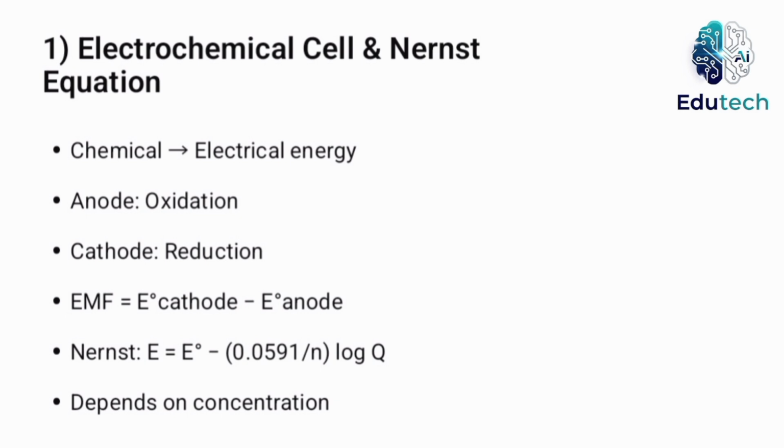E is equal to E0 minus 0.0591 divided by n log products divided by reactants, where n is the number of electrons transferred. The Nernst equation shows that electrode potential depends upon concentration of reactants and products. It is widely used to calculate cell potential, equilibrium constant, and pH of the solutions.